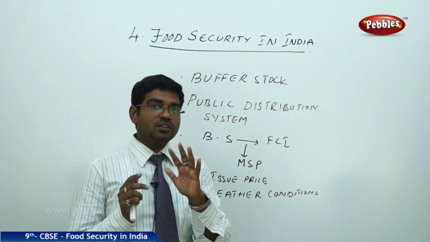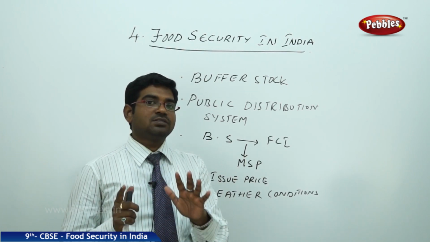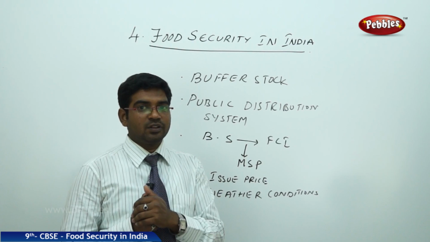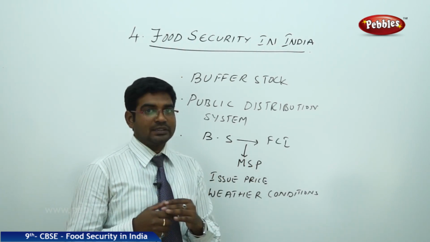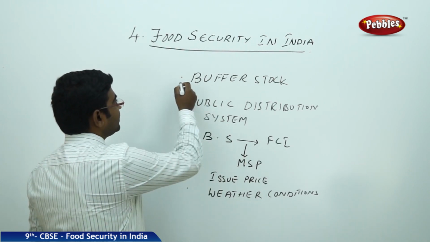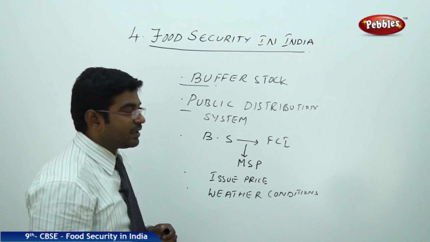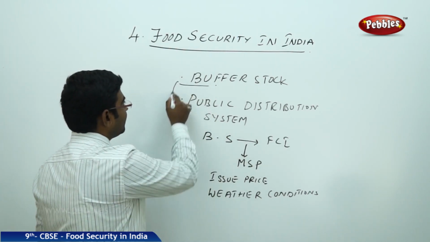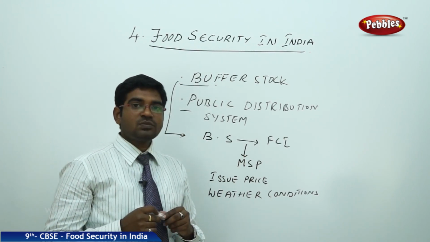At the same time, they want to maintain a stock for when there are any natural calamities, floods or anything happens, so that we can secure food for them. So they started to implement this through 2 methods: 1, to maintain the buffer stock, and 2, to have the public distribution system. First we will discuss the buffer stock. What is a buffer stock?